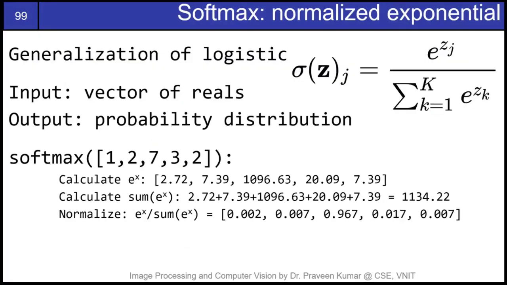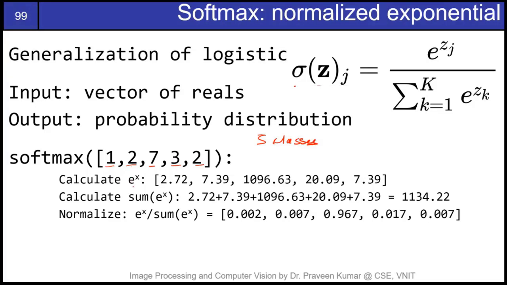But if there are multiple classes, it will do the job of normalization very easily. So an example calculation is shown here. Let us say you have 5 classes, and let us say your net input to the model was coming out to be 1, 2, 7, 3, and 2 for different classes. So how will this normalized softmax function do the calculation?